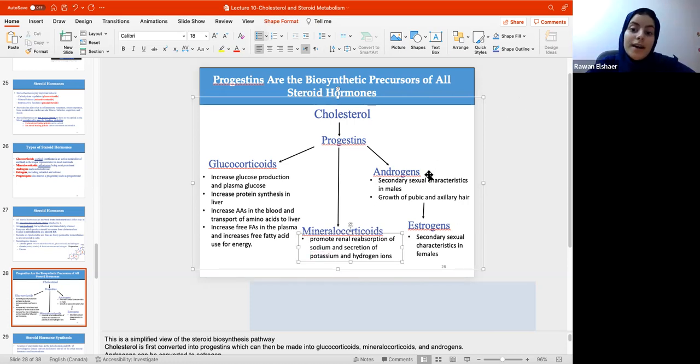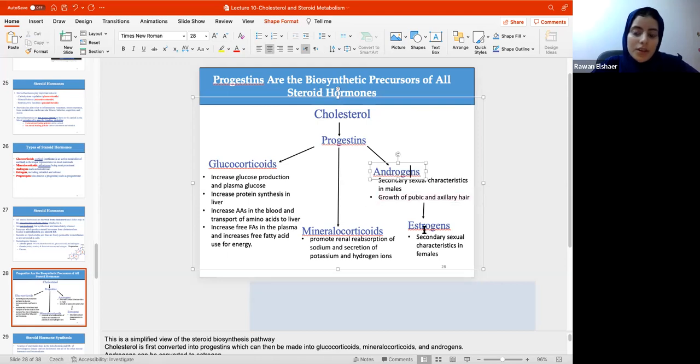Then androgens. Androgens, from its name, are hormones responsible for male sexual characteristics, okay? So high levels of androgens in a female can cause masculinization, okay? Can cause her to have male pattern hair growth. She'll start having more hair around the beard area, mustache, etc. So it promotes masculine features, basically. In a male, it's responsible for secondary sexual characteristics, and in a female, it causes growth of the pubic and axillary hair, okay? And in the male too, obviously.